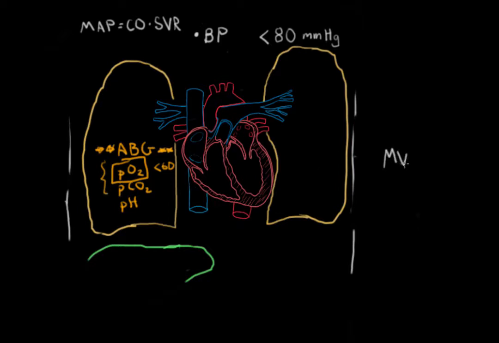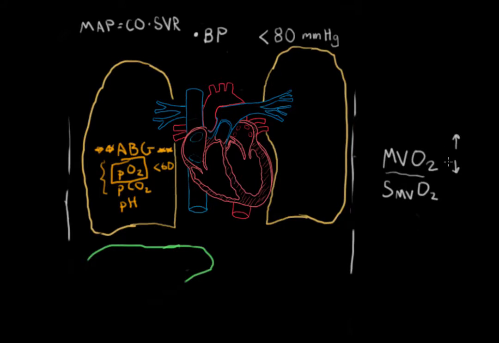Another important lab value is called the mixed venous oxygen saturation. It's also written as SMVO2, or just MVO2. And this is important because whether it's high or whether it's low from normal can help you differentiate what type of shock the patient is experiencing. Now, a normal MVO2 is about 60 to 80%.